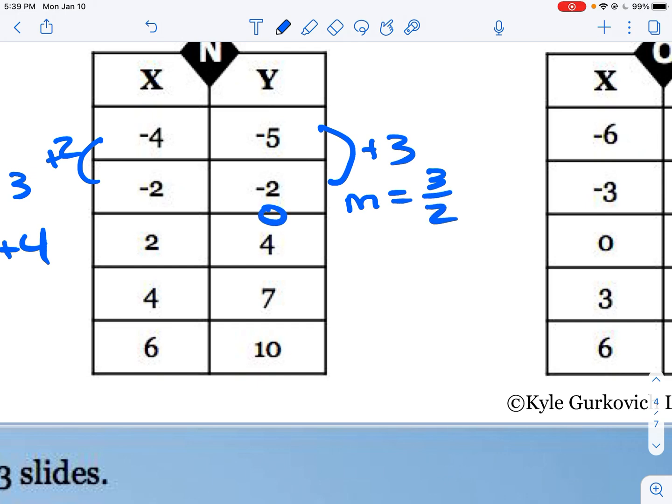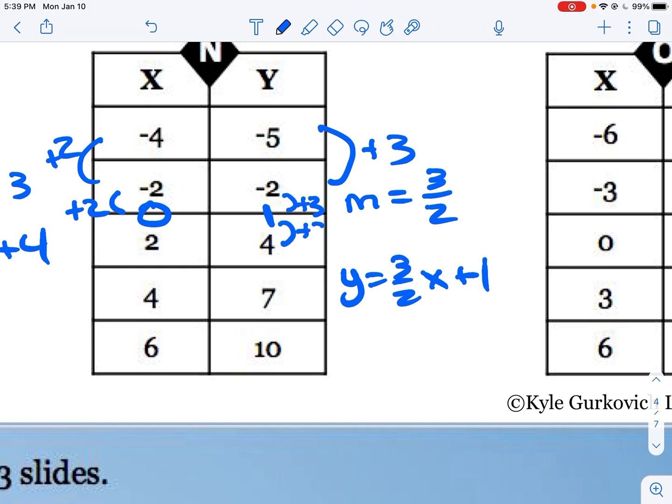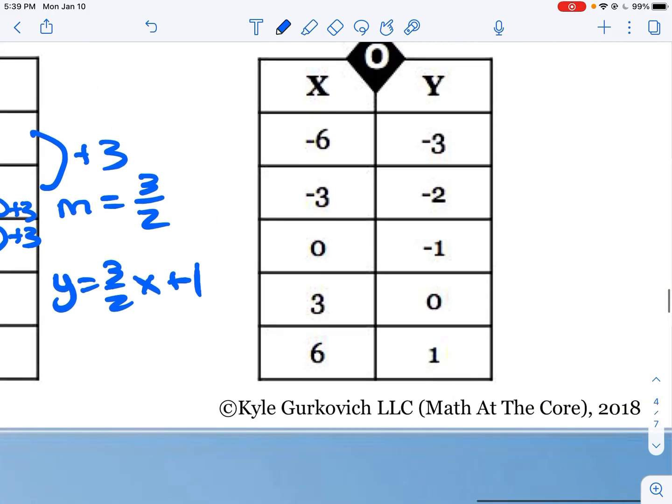Okay, so I need 0. Oops, I didn't mean to put a 0 there. I meant 0 here. So if I put a 0 there, that means I've gone up by 2 here. So if I went up by 2, that means I have to go up by 3 here. So that would get me 1. So y equals 3 over 2x plus 1. Because if you look at this, it goes up by 3 again.